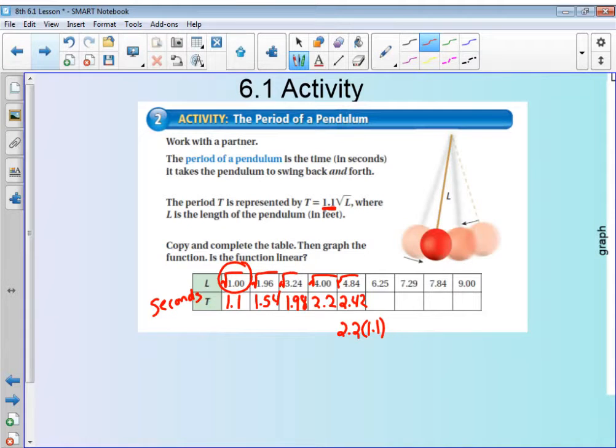So now what you guys are going to do is go ahead, pause your video, and finish working through the rest of solving these last four. So remember, you need to solve the square root first, get that answer, and then take that answer times 1.1. Okay, so pause your video, finish out this chart, and then we're going to go ahead and continue on with the graphing.